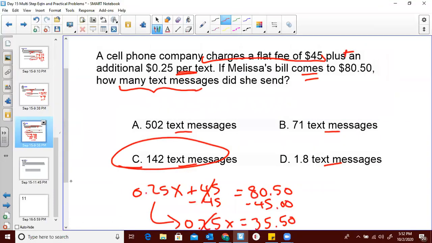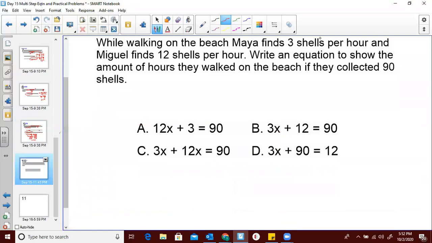All right, and finally, while walking on the beach, Maya finds 3 shells per hour, and Miguel finds 12 shells per hour. Something seems a little different here, right? All right, well, let's keep going. Write an equation. All right, so cool, I only have to write an equation. I don't have to solve. To show the amount of hours they walked on the beach if they collected 90 shells. Collected, past tense, that would be the end of our equation.